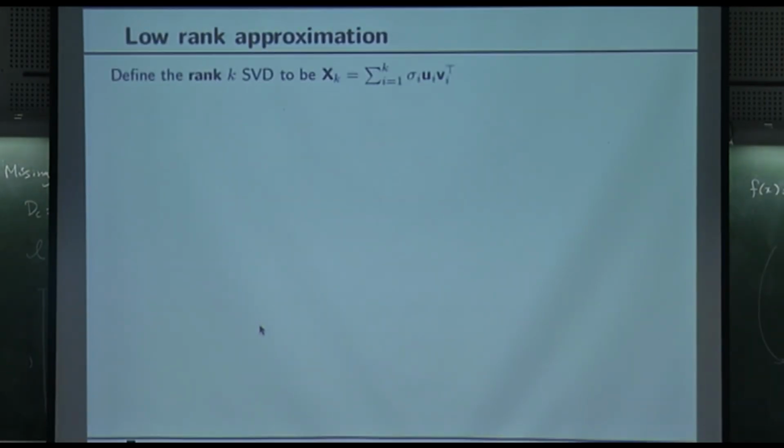Now, define a rank-k SVD to be simply: take the first k largest singular values and construct this matrix X_k. I take the SVD of the matrix X, and I assume that the singular values are in decreasing order. If I take the first k of them, this definitely gives me a rank-k approximation because there are only k vectors involved there.